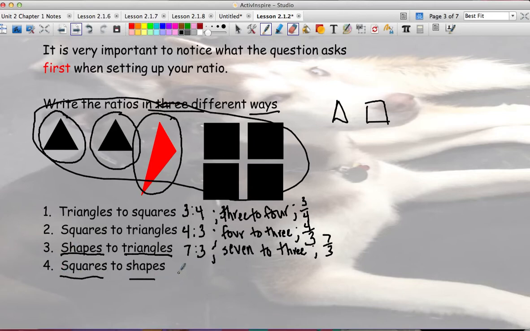We know we have 4 squares making up part of the group, to 7 total shapes in the whole group. So my ratio is 4 to 7. Again, I write it out in words, 4 to 7, and then 4 to 7. Typically when you see a ratio, this is the form that you will see it in, because this automatically makes us think of fractions. So typically you'll see ratios written with the colon.